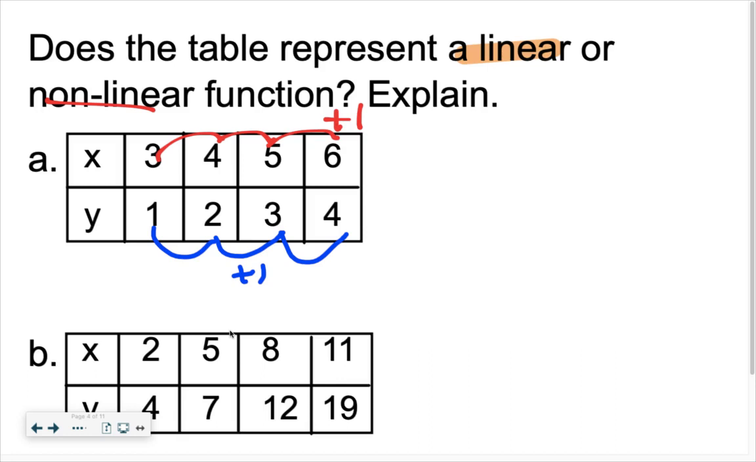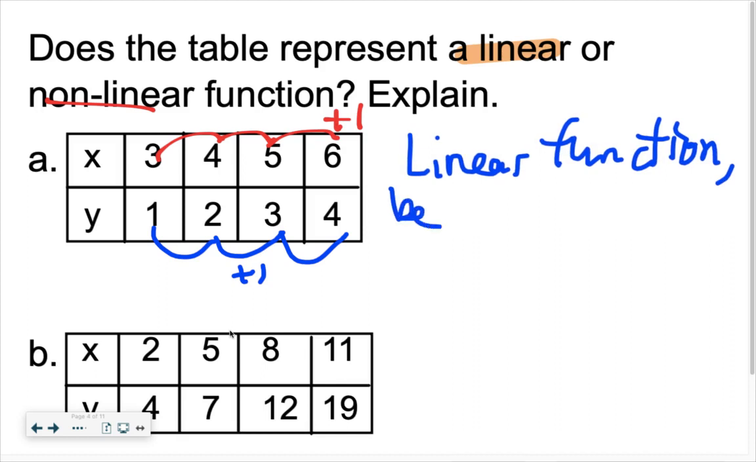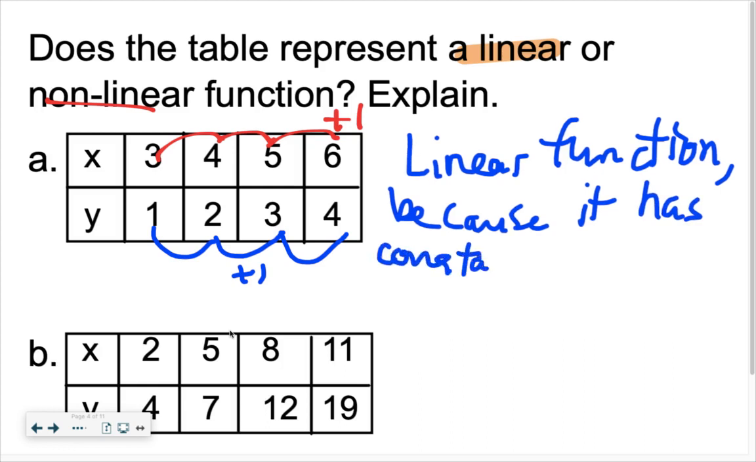So, because it has a constant rate of change, it has a slope, ooh, that's a good word, it is a linear function. So you can write down it's a linear function because it has a constant rate of change. It has a slope. Ooh, we can find slope. Rise over, no, not doing that. Just tell me if it's a line or not a line, linear or not linear.